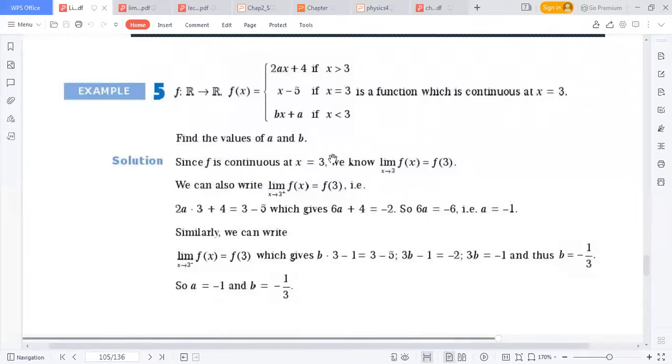Since f is continuous at x equals 3, we know that the limit will be f of 3, right? By the definition, limit x tends to 3 of f of x equals f of 3. We also write the right hand limit equals this. So the right hand limit we get from this equals 2a into 3 plus 4. That means a equals minus 1. Similarly, for the left hand limit, just putting the values of the left hand limit, we get the values of this.